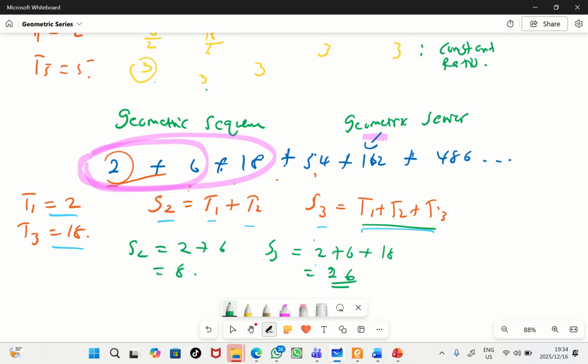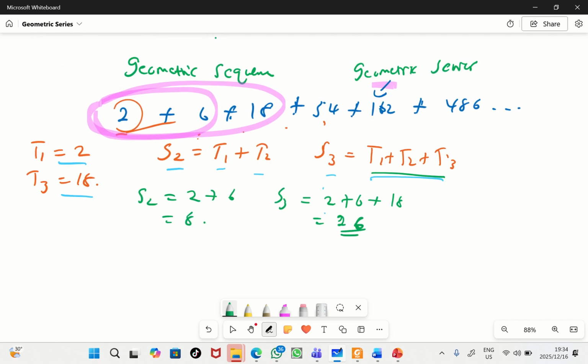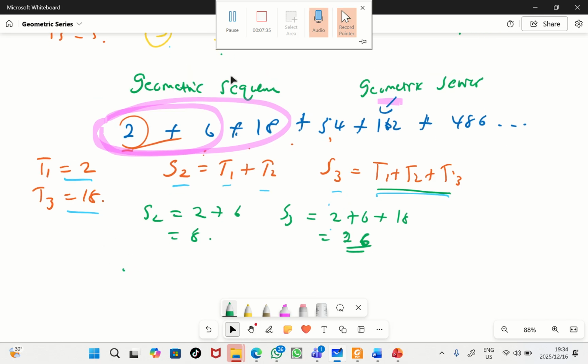All good? Can you guys find me S4? I'm sure you already know. S4 will be just the sum of the first four terms. I'm going to pause here and allow you guys to ask questions.